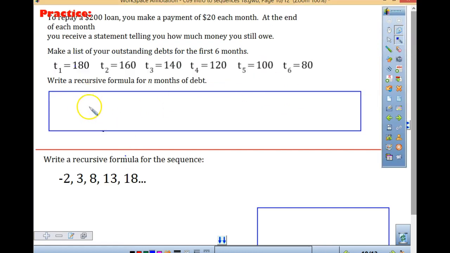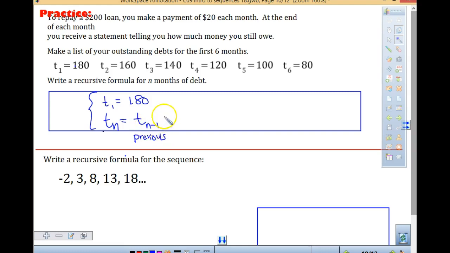So now it says write a recursive formula. So for a recursive formula, you're going to put that bracket out in front. And since they called it T instead of A, we're going to put T sub 1. What was our first term? 180. Then we're going to put T sub n. And what was our rule? What are we doing each time to the previous one? So we're going to put T to the n minus 1, because all that means is previous. It's just a mathematical notation to say, instead of writing out the word previous, we put T sub n minus 1. And we were subtracting 20.